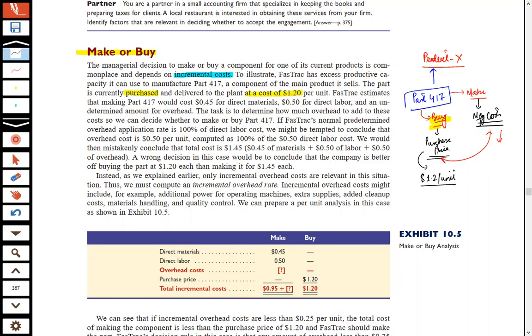0.5 for the direct labor and an undetermined amount for overhead. This creates, we may say, ambiguity. We don't know how much overhead will be incurred in making this product. So we have only two costs right now, 0.45 and 0.5. It will be 0.95, isn't it?